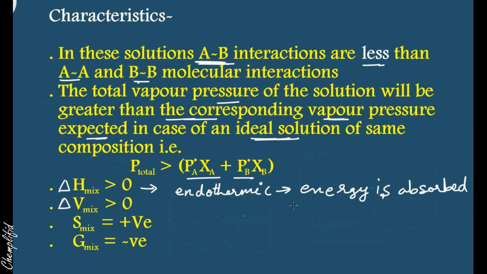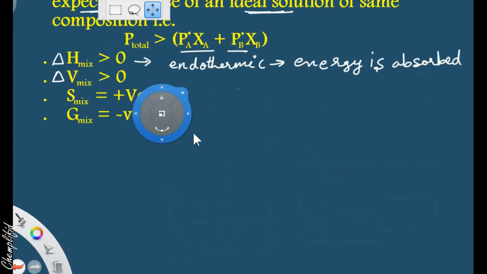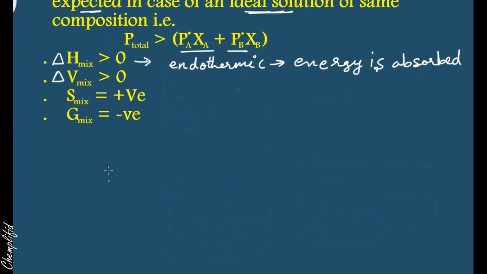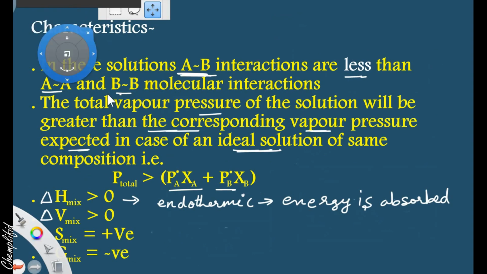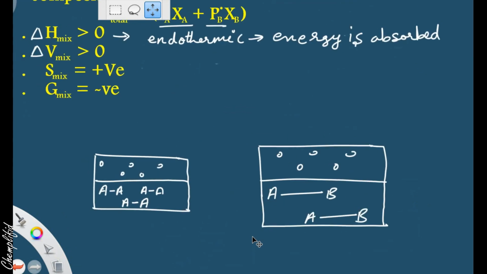Why is this happening? In this case, why is energy absorbed? Let's try to understand that. Now, consider our previous example. Let me draw the diagram first. Before we talk about delta H mixing, remember that AA interaction and BB interaction is greater than AB interaction. Just remember this statement, right? Now, let's come back to our diagrams.